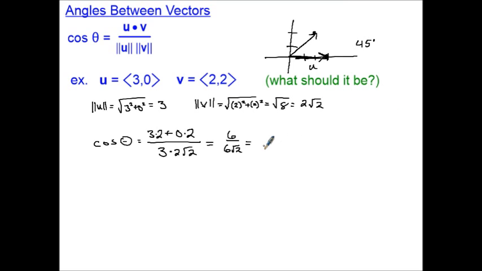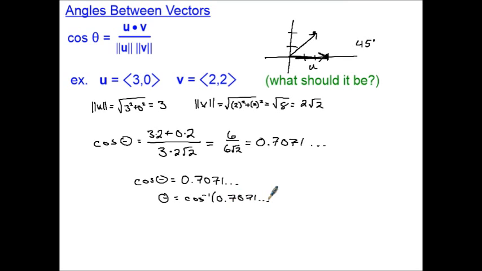which is the decimal 0.7071... and so on, forever. So again, let's pretend we don't recognize what that actually is. Condensing what I have right here, I've got cosine theta equals that decimal. And then of course, to get theta, I go inverse cosine of that decimal.